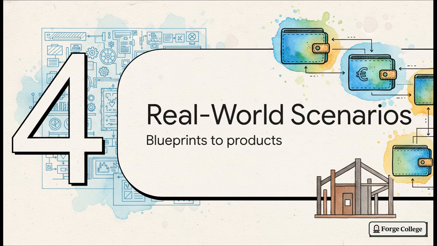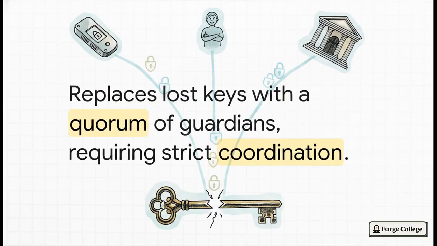Let's jump to Section 4, Real-World Account Abstraction, Translating Blueprints to Live Products. Let's see how these theoretical pros and cons actually show up in the wild. Fun fact, students in our advanced courses at Forge College frequently tackle these exact scenarios when they're building out modern wallet architectures. Take Scenario A, the social recovery wallet.